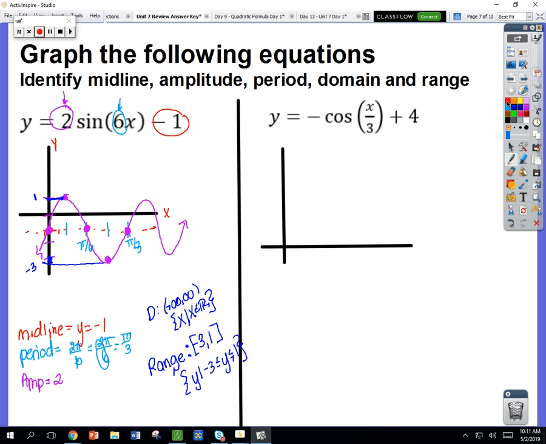So I'm going to do the same thing with cosine. First I need to figure out what's my midline, and it's been shifted up 1, 2, 3, 4. So I'm making my midline at y equals 4, because this has been shifted up 4. Alright, midline y equals 4.